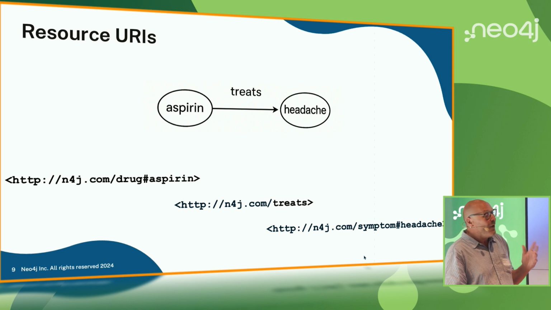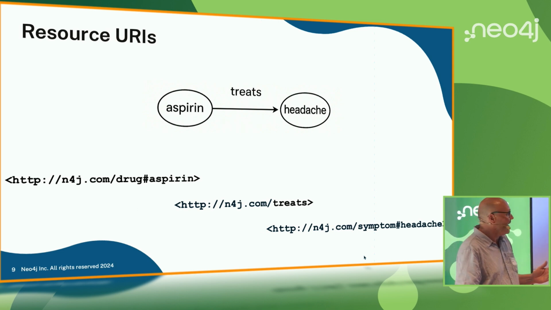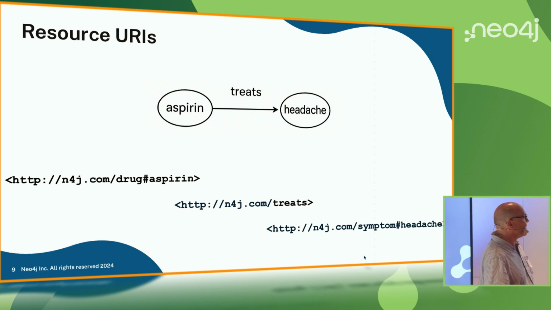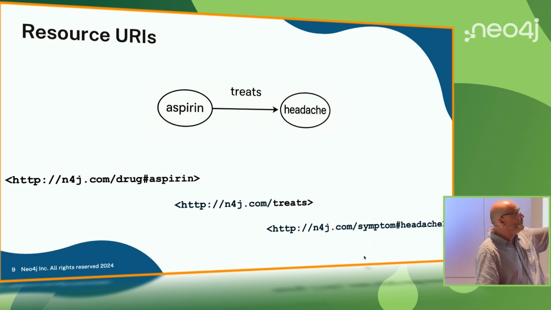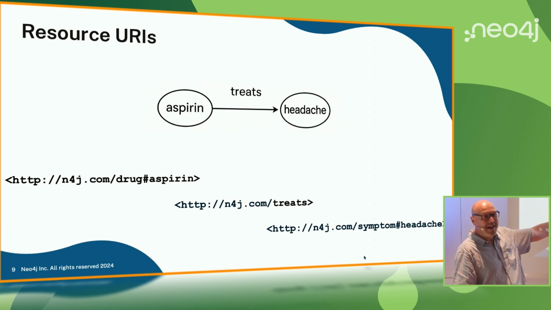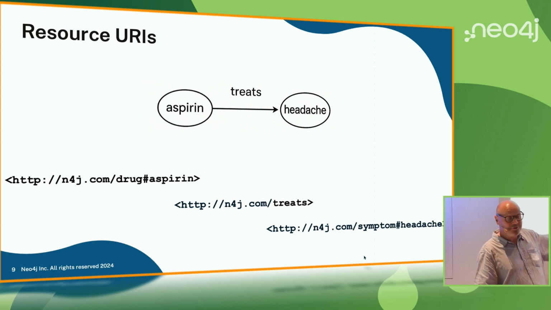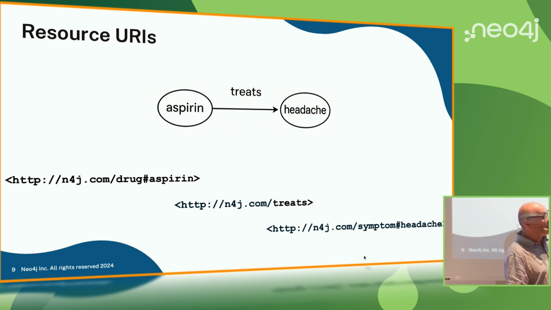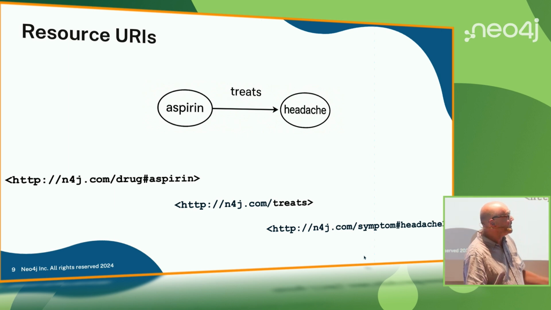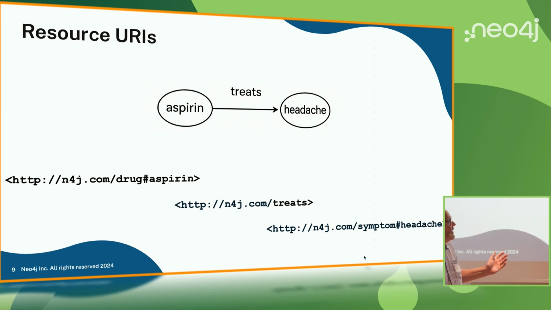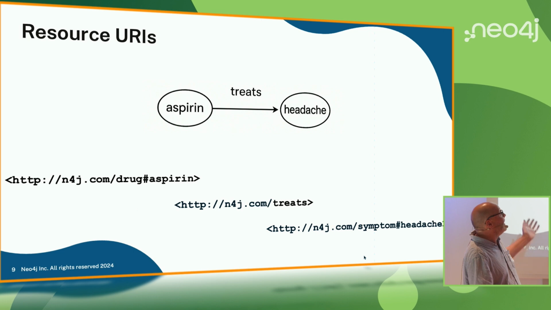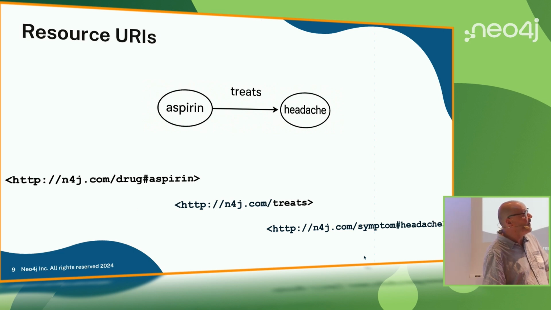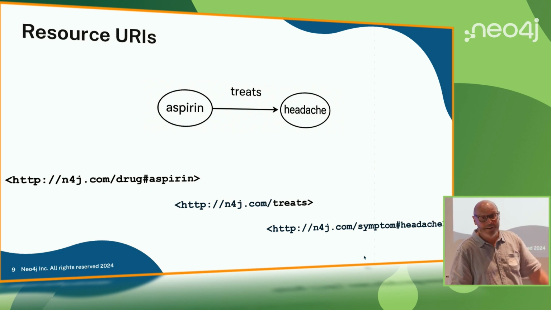Okay, so the way these are usually expressed is in the form of URIs. In this case, we've got our drug, which is aspirin, and it can be expressed as this URI, where we have the concept, which is drug, and something which is aspirin. We've got our concept in and around treatment, and our concept which is a symptom, and this is headache. So we could represent aspirin treating headache, basically using these URIs to create our subject, our predicate, and our object.